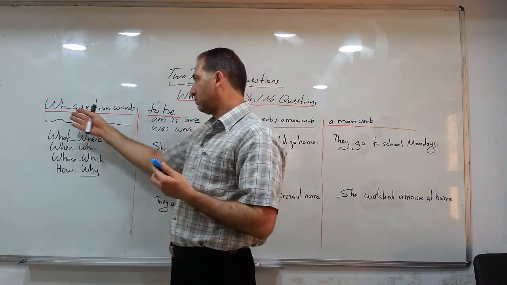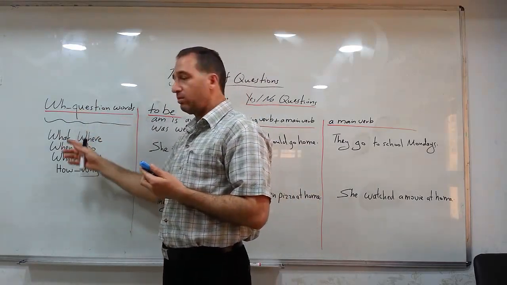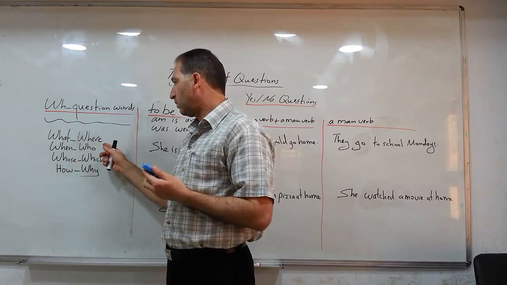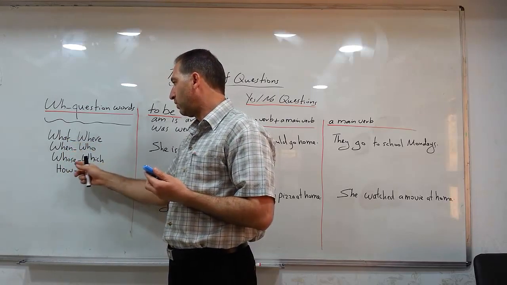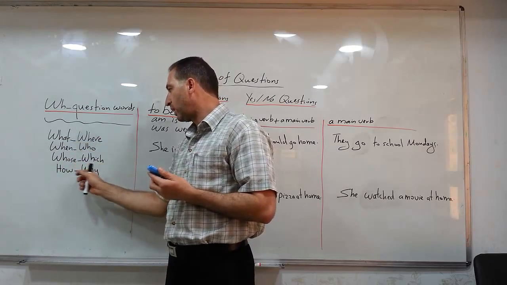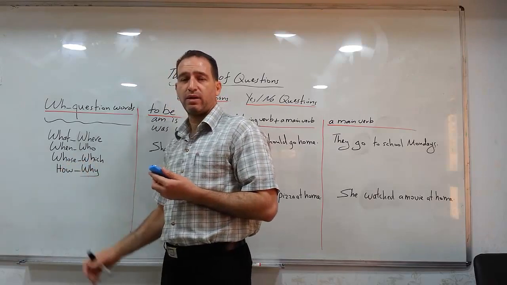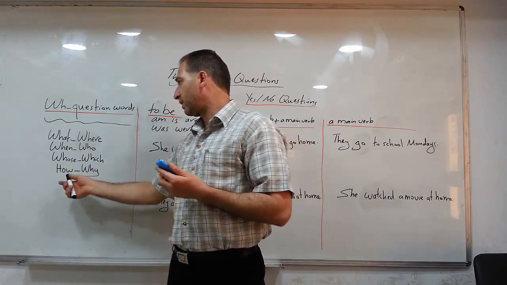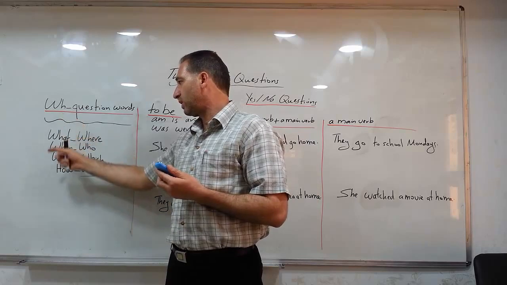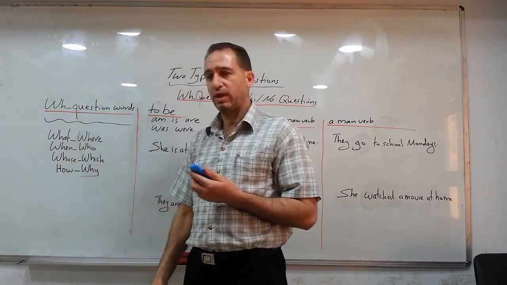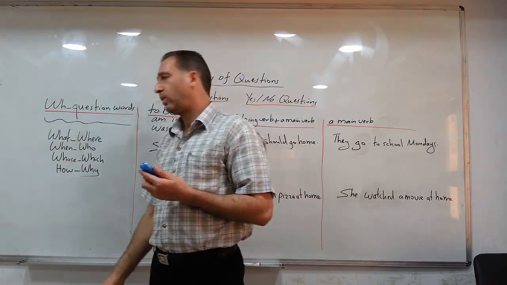For example, WH question words are mainly what, where, when, who, whose, which, how, and why. And the only word that doesn't have a W at the beginning is how, but it is still one part of the group.